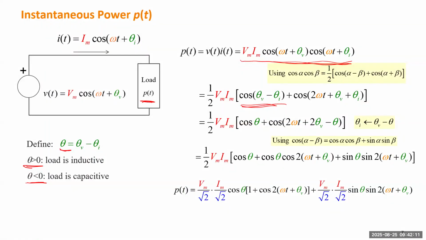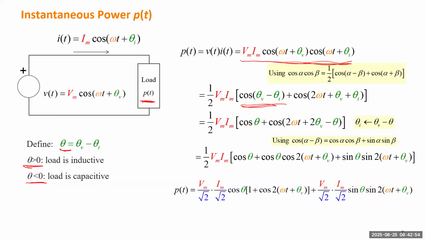Moving on. For the first item, we move a cosine theta out here, and inside will be 1 plus cosine of (2 omega t plus theta v). And the second item moves here. We also want to change the peak value to the RMS value. So we change the half into the product of two factors of 1 over square root of 2, given to each of the peak voltage and peak current. So we have RMS values here.